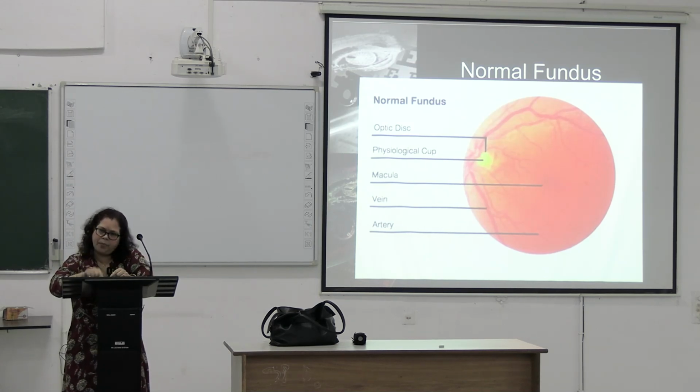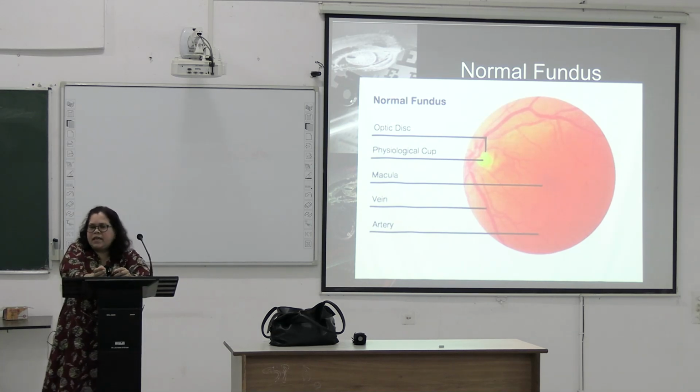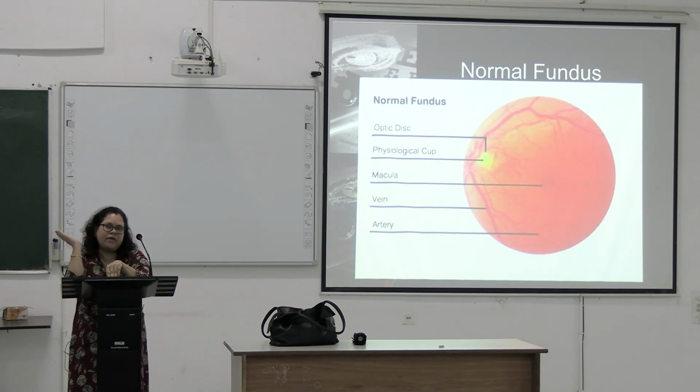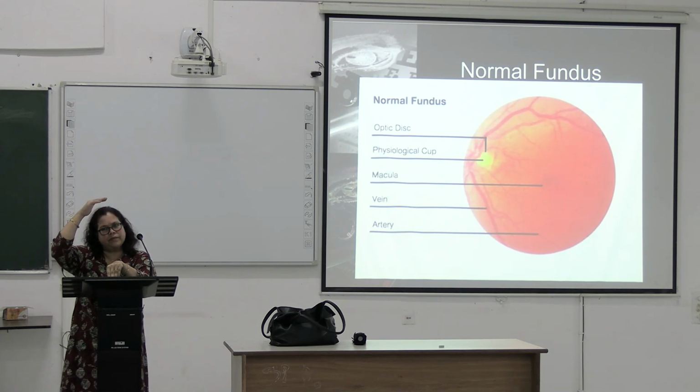we use the cycloplegic drugs, and to assess the squint, may be esotropia. Esotropia means convergence, and exotropia means divergent, and hypertropia means upward, and hypotropia downward movement.